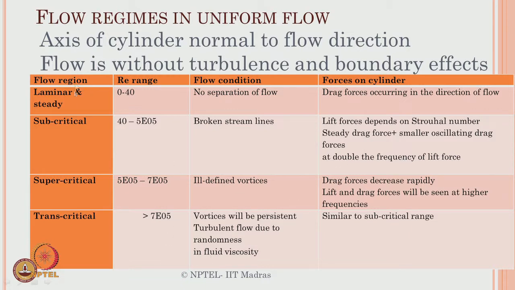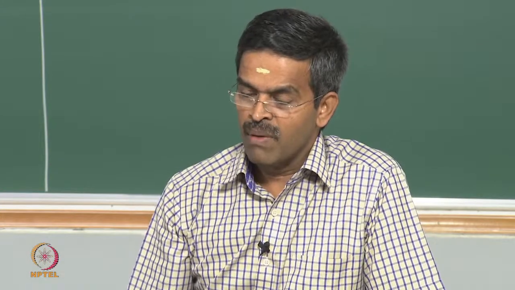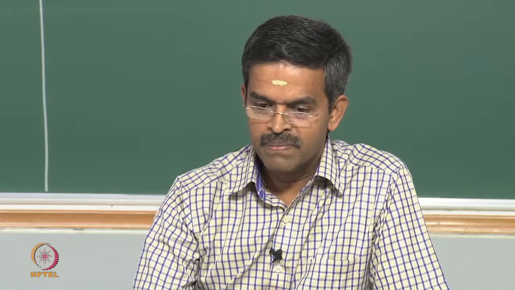If the flow becomes further transcritical, where the Reynolds number exceeds 7×10^5, in that case vortices will be present. The flow will become turbulent due to randomness in fluid viscosity, which results in a range similar to subcritical, as you see at the top. So lift forces will be created again. So depending upon the flow field, forces are induced in the member when the member interferes with the flow field.